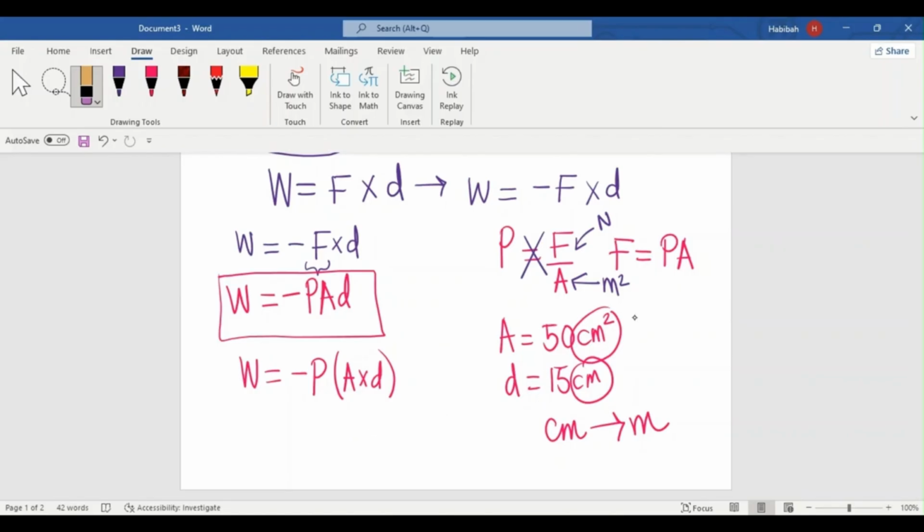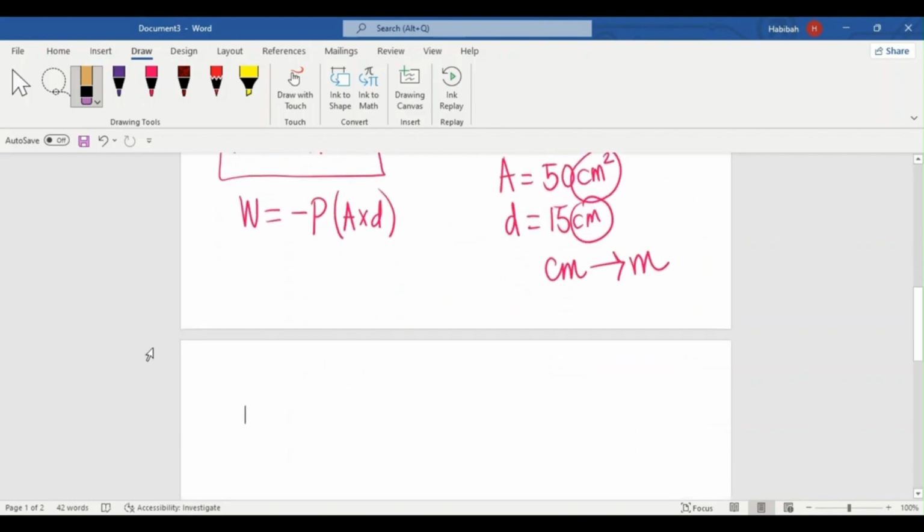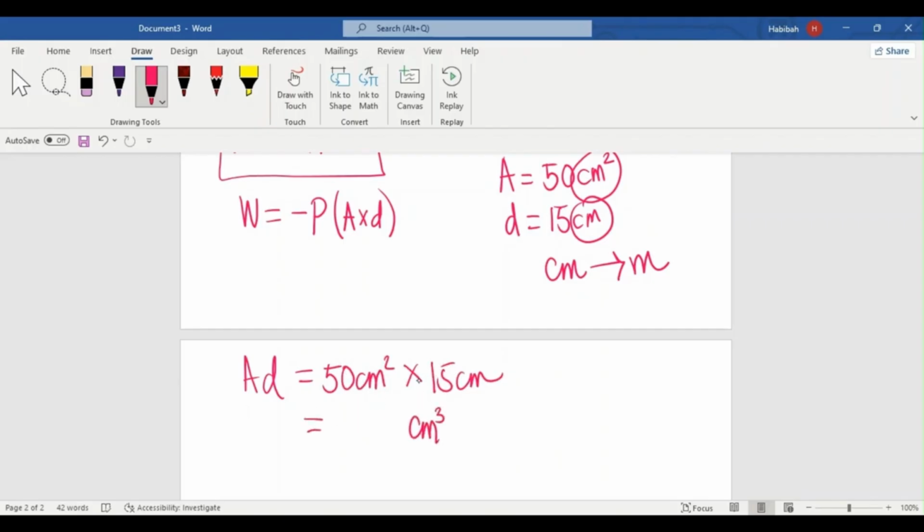So we have AD, or A times D, which is the same thing as 50 centimeter squared times 15 centimeter. So that's going to be centimeter cubed. So 50 times 15, when you solve it and put it in your calculator, you're going to end up seeing that it is the same thing as 750 centimeter cubed.